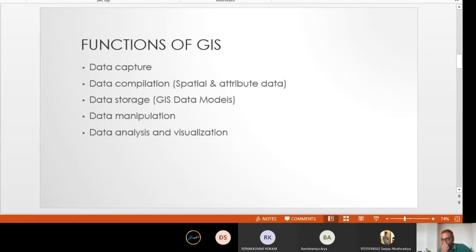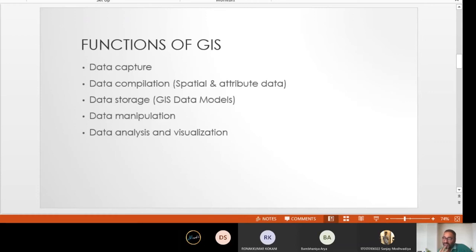Attribute data is some information about something. Say there are electric poles, and you are creating a map of how many electric poles there are in Ahmedabad city, and then you are numbering each and every electric pole on the map of Ahmedabad. So the number of the electric pole is attribute data, and their location on the map is spatial data. I think this will make things more clear. If you write the height of the electric pole, that is also attribute data.